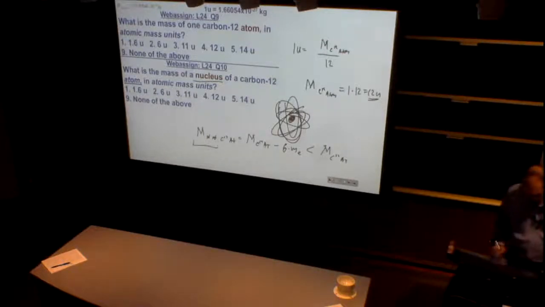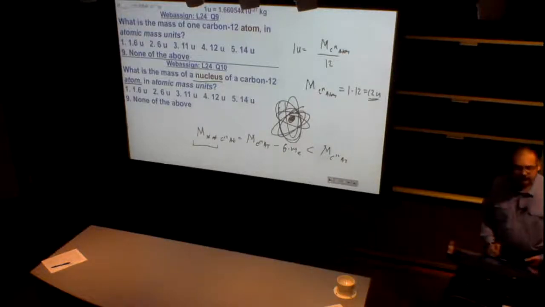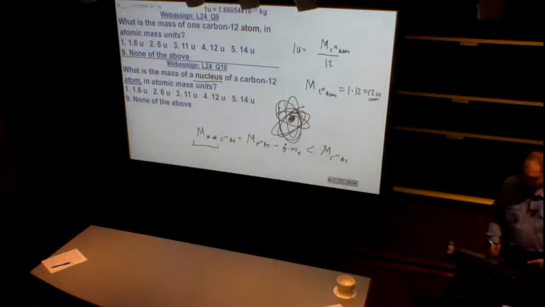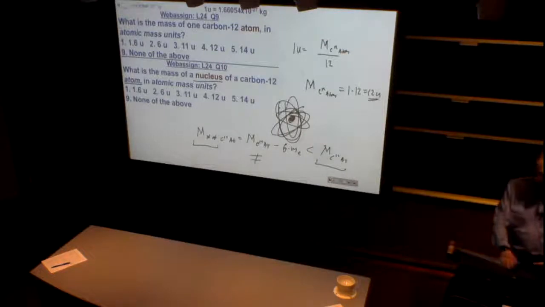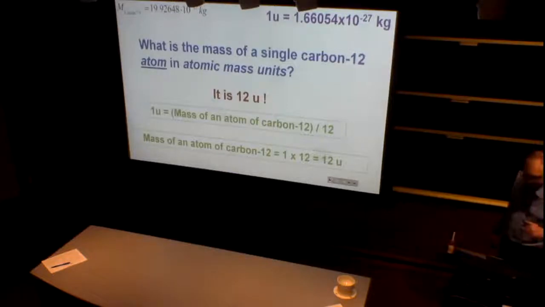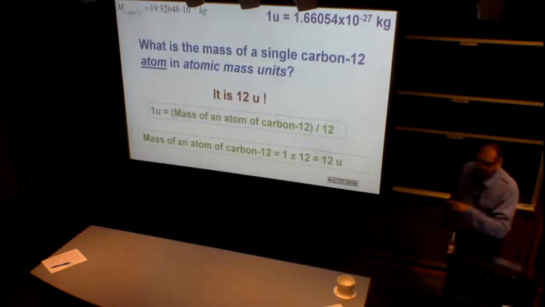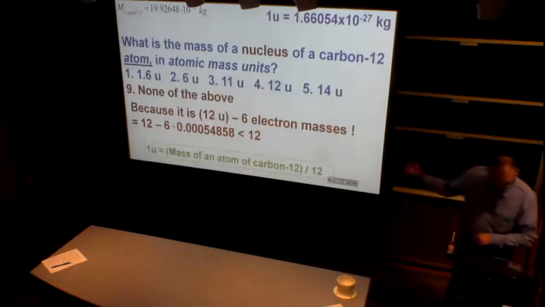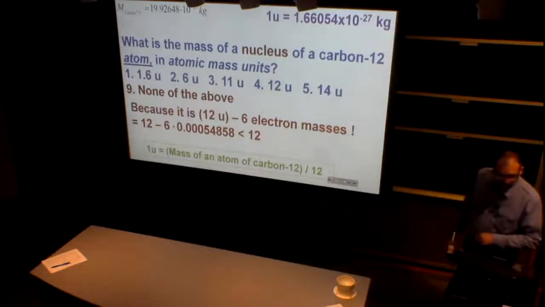This is a nuclear mass, the mass of a nucleus. This is the atomic mass, the mass of an atom. And these numbers are not equal to each other. It's very important. Even if the difference seems little, it's actually huge for atoms. So, atomic mass 12, the nuclear mass less than that.